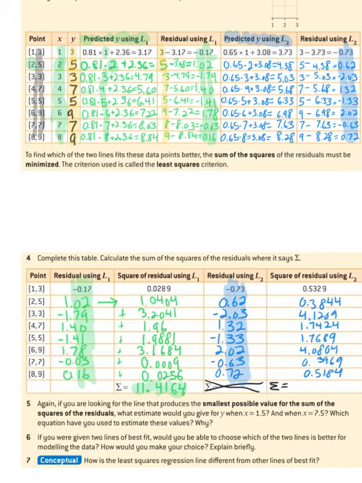Question: the residual using 1.1 for data 7 is supposed to be negative 1.03. Negative 1.03? Did I mess it up? Oh yeah, you're right. I used 7 instead of 8. That'll change all of my values. Thank you for catching that. So this should be a 7, and that makes it a negative 1.03.